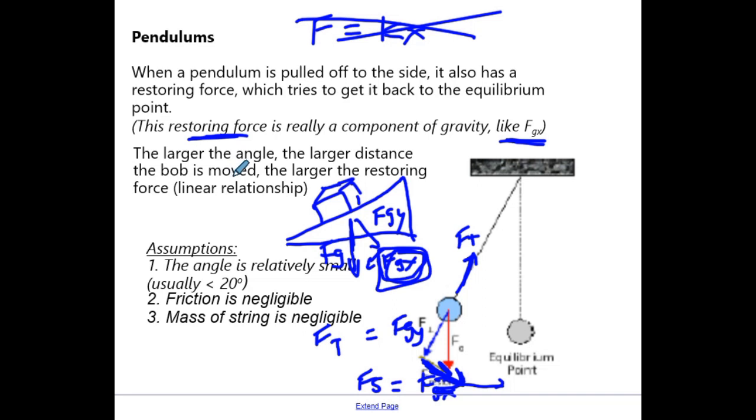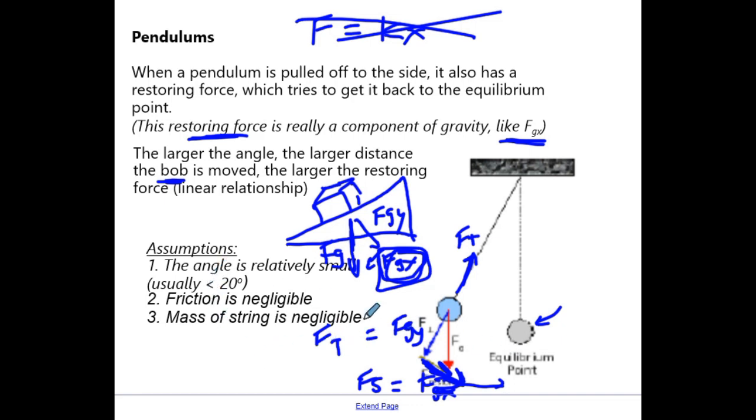So now a couple of notes here. The larger the angle, the larger the distance the bob is moved. If you don't know the term, by the way, a bob is the fancy name for the thing on the end of a pendulum. Any pendulum that goes back and forth, bob is what we call this thing. So anyways, we got a couple of assumptions.